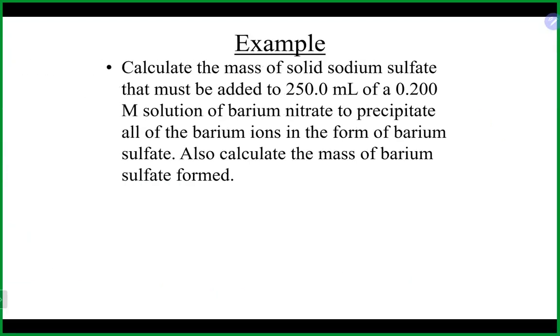So let's take a look at one here and see how it goes. We'll do it here together and go through it. We want to calculate the mass of solid sodium sulfate that must be added to 250 milliliters of 0.2 molar barium nitrate to precipitate everybody in the form of barium sulfate. We also want to calculate the mass of barium sulfate.